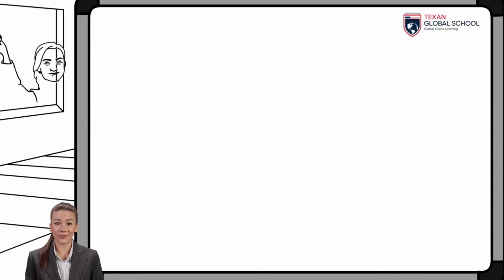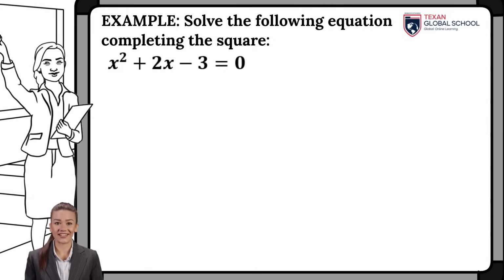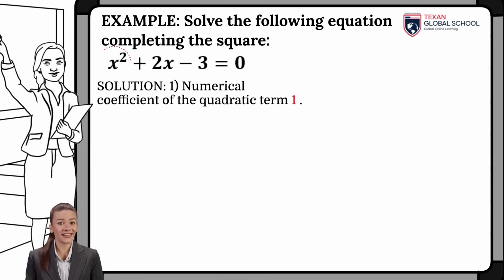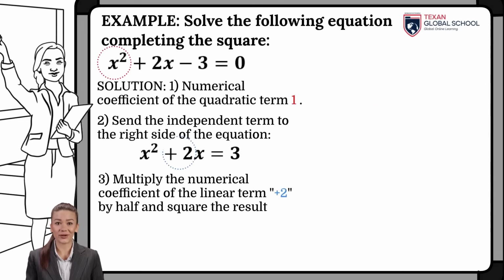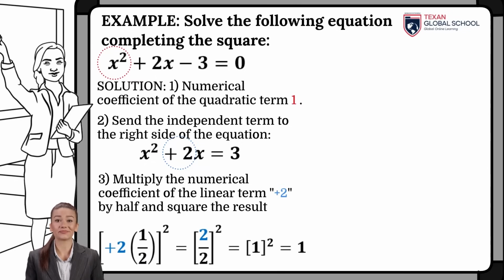This next example will solve the equation by completing the square. In this case, the equation is already set equal to 0, and the numerical coefficient of the quadratic term is 1. So, using properties of equalities, we send the independent term -3, as +3, to the right side of the equation. Now, we multiply the numerical coefficient of the linear term 2 by half and square the result. In this case, we obtain 1.